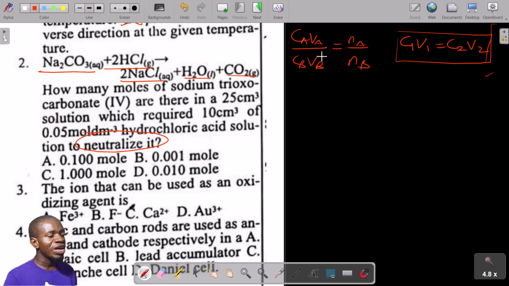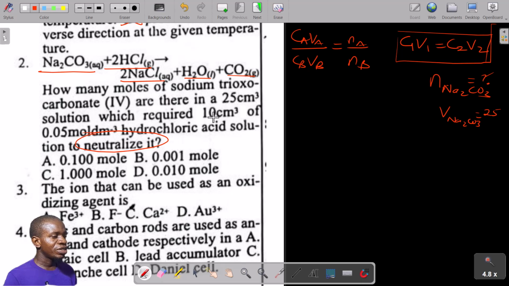But the first formula has to do with acid-base, with neutralization. So now let's look at my question. They asked me to calculate the number of moles of our base, sodium carbonate. That's what we're looking for. And you are given the volume of sodium carbonate as 25 cm cube.